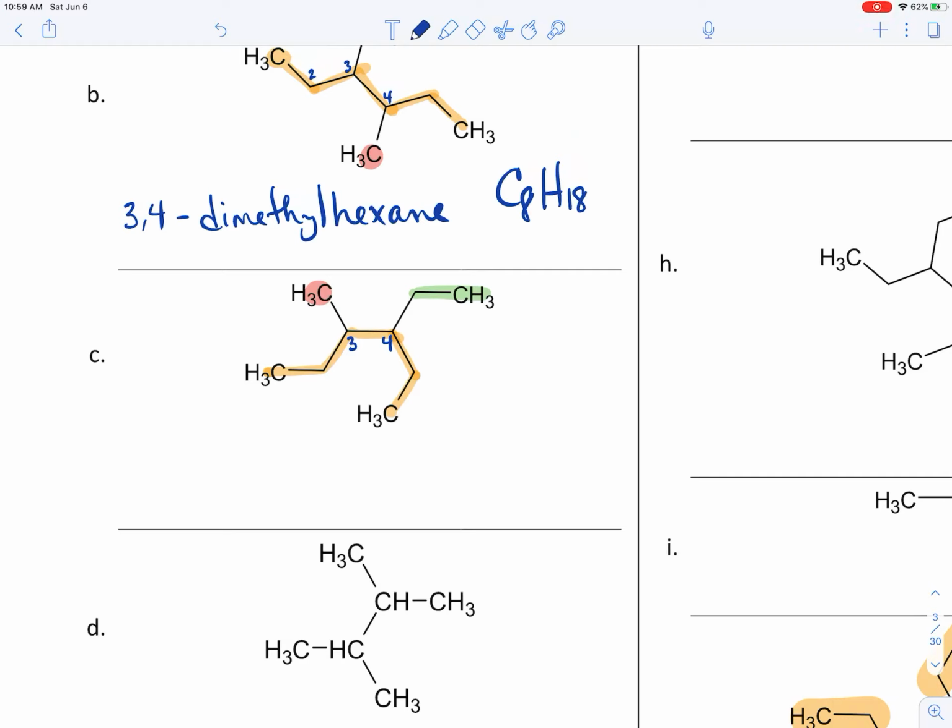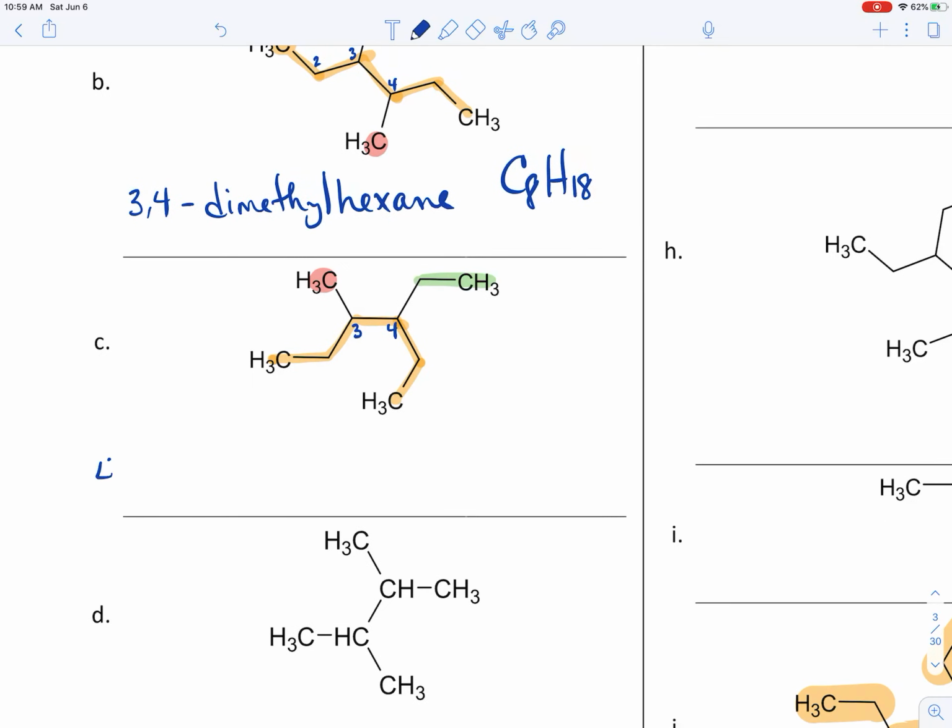So it doesn't matter which end you number it from, but there will be, in one case, a 3-methyl, and in the other case a 3-ethyl. Either one of those would be acceptable. So putting the ethyl first, we get 4-ethyl and then 3-methyl. So the ethyl branch was on carbon 4 and the methyl branch is on carbon 3, and then hexane is the parent chain.